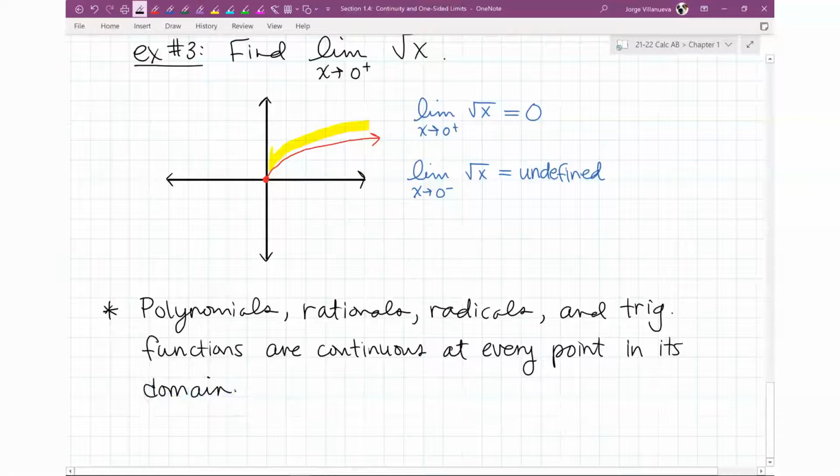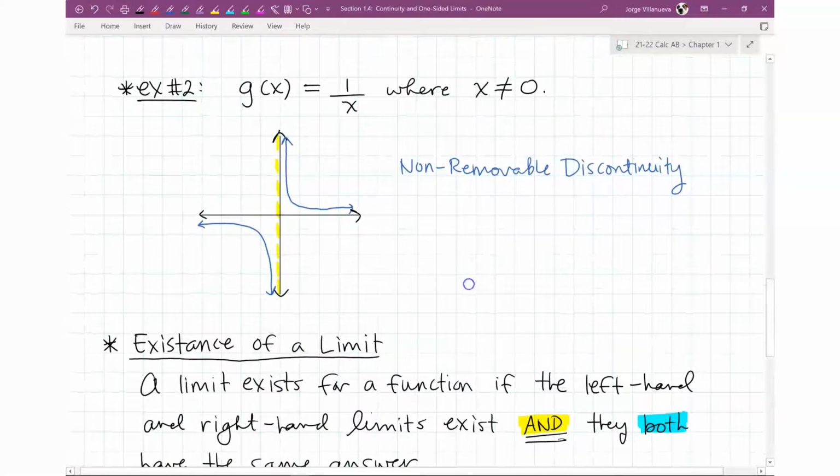Okay, so in other words, for 1 over x, this graph right here, is x equals 0 part of its domain? No, you can't use it. Can I use any other number for it, though? And is it continuous everywhere other than at 0?